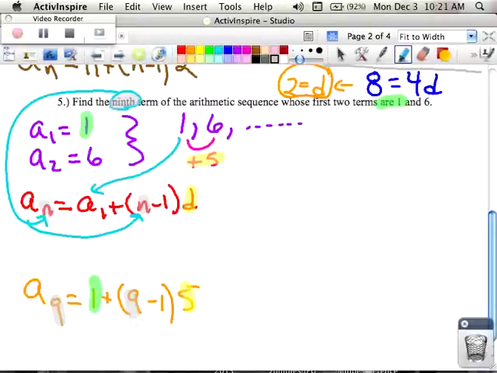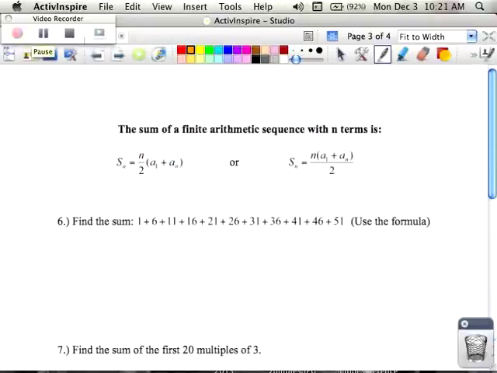So the rest of our problems deal with sums.